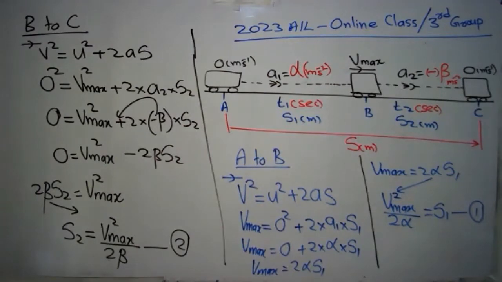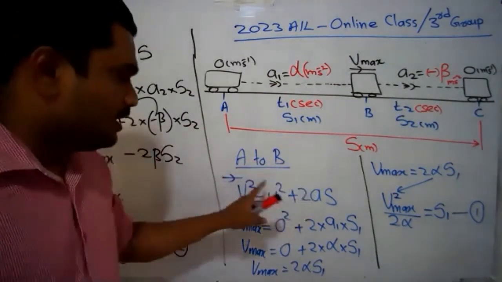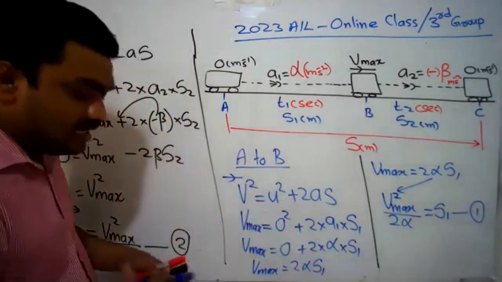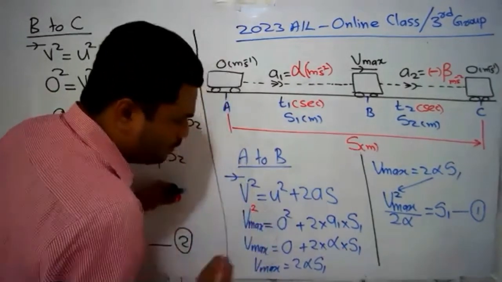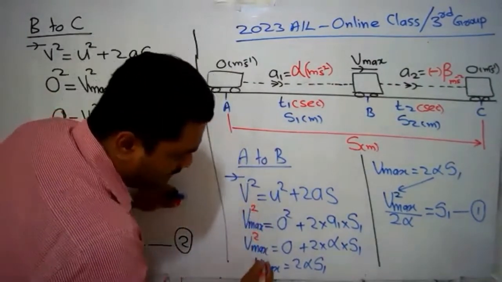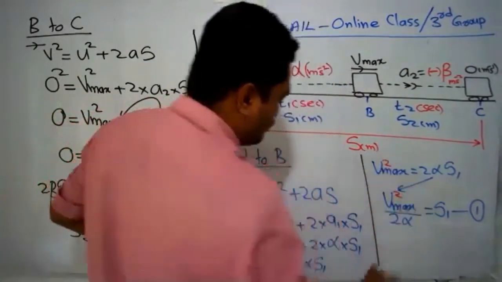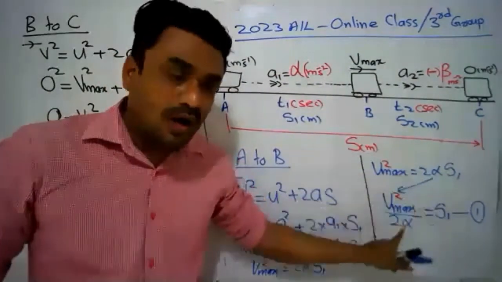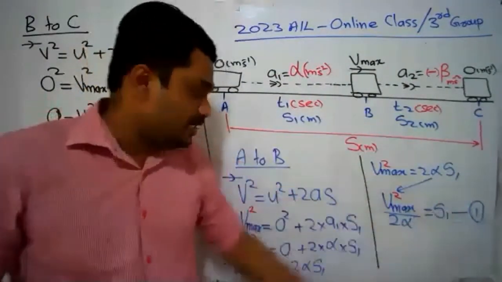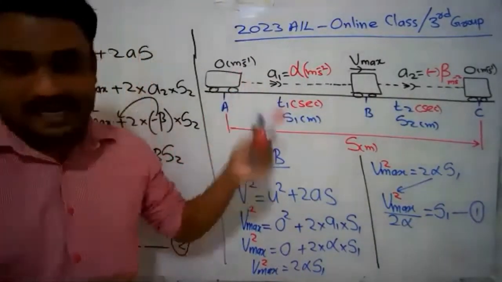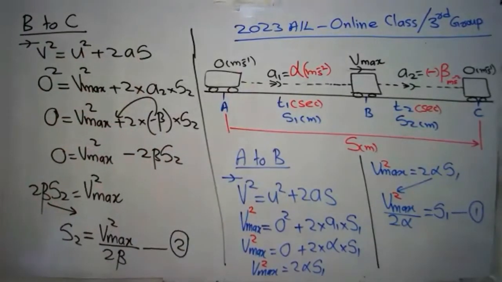Look at the board here. In the previous A to B equation, v square equals u square plus 2as. So this should be Vmax square, and this should also be squared. And here also it should be squared. So please put Vmax square for all the Vmax terms in equation number 1. Here it's okay, I have kept Vmax square as Vmax square. Clear? That was a mistake, please correct it. So we have two equations for S1 and S2 with Vmax square. Complete.